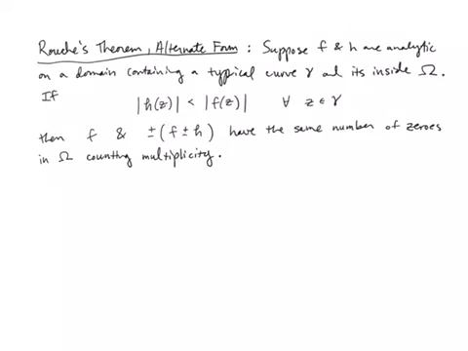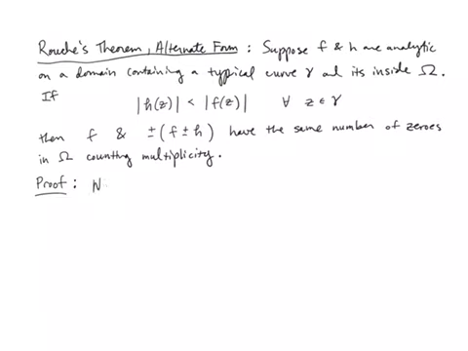So I thought it might be helpful to provide you with an alternate formulation of Rouche's theorem. Suppose you have two analytic functions on a domain containing a typical curve gamma and its inside omega. If h of z's norm is less than f of z's norm on that curve, then f and f plus or minus h, any one of those four possible functions, all have the same number of zeros in omega, counting multiplicity. Okay, so the proof is simple. It's just using the version of Rouche's theorem we already established.